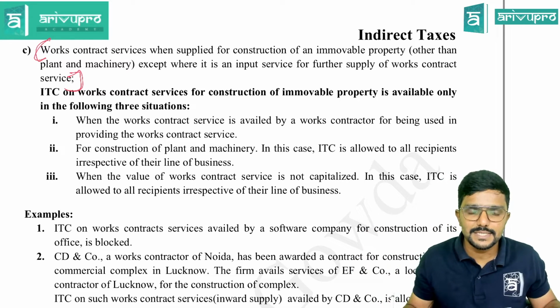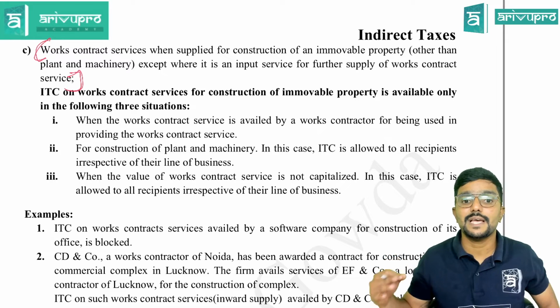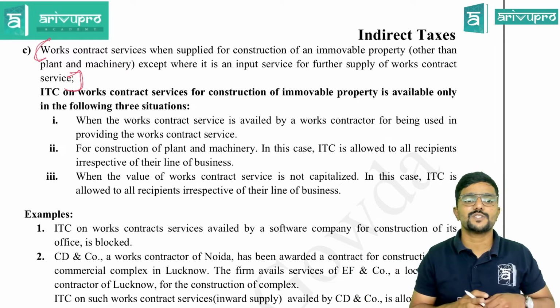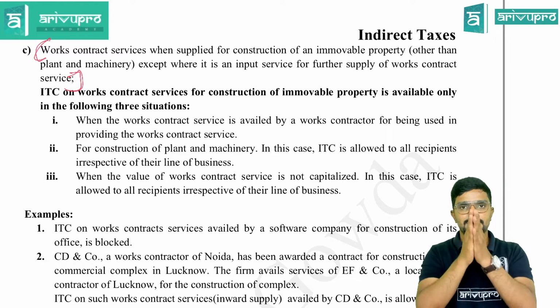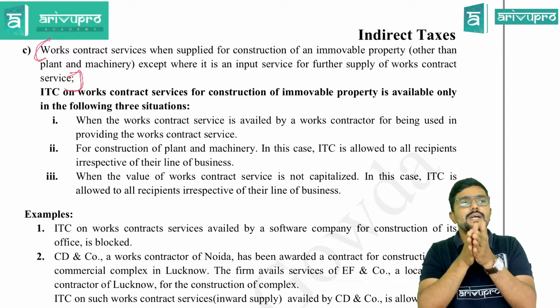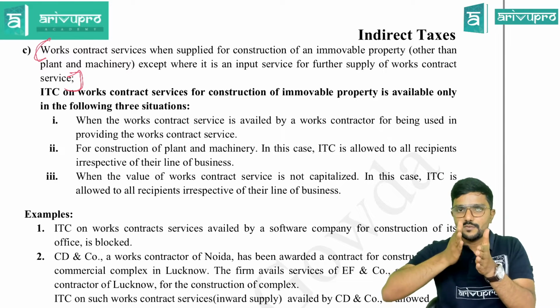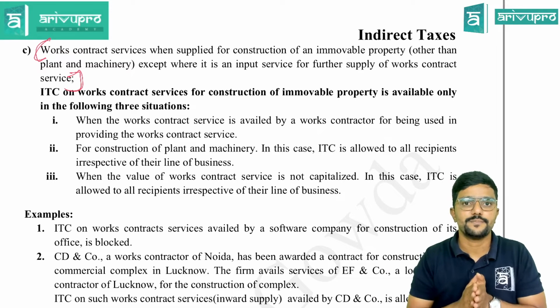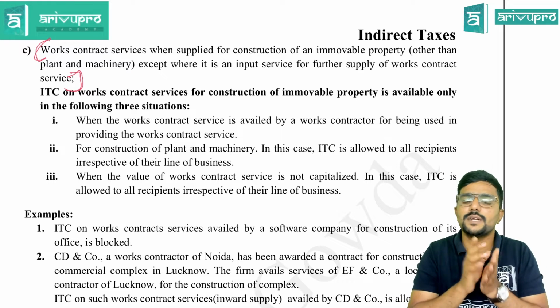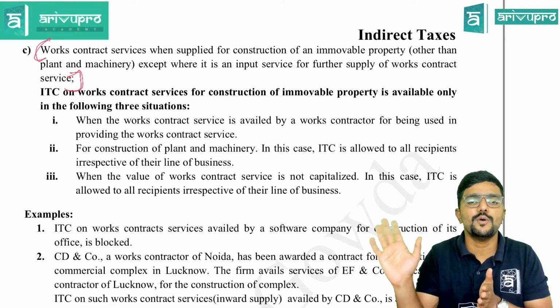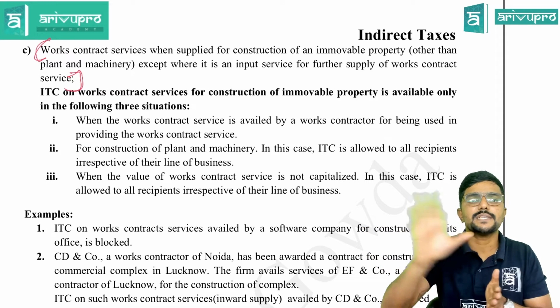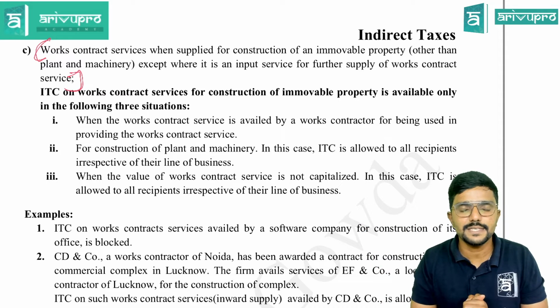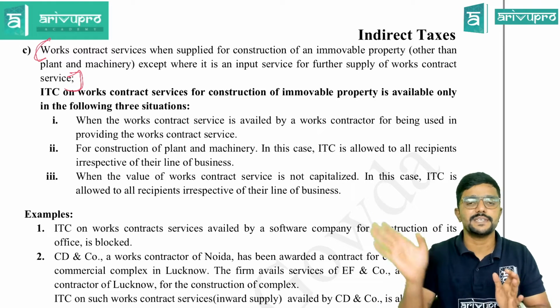Except where it is an input service for further supply of works contract service. So they are trying to tell like this. Please be careful. I have taken works contract services for the construction of an immobile property, that is a building. Irrespective of for what purpose you use that immobile property, that doesn't matter. Credit is not available. But for plant and machinery, credit is available.